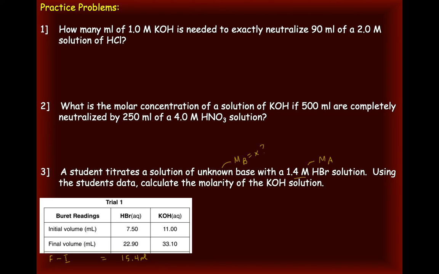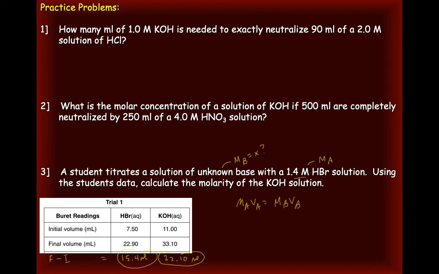And for the base, you want to take your 33.1 minus your 11, which would be 22.1 here. All right. So again, this is the amount that you used, and that's what you need for the calculation. So now we have what we need. We can say MA VA equals MB VB.